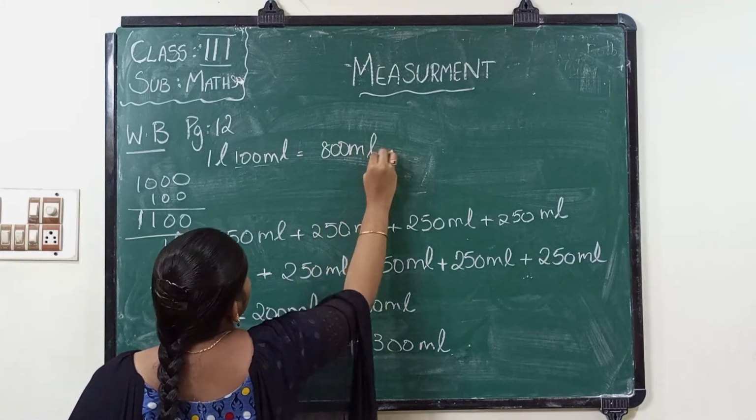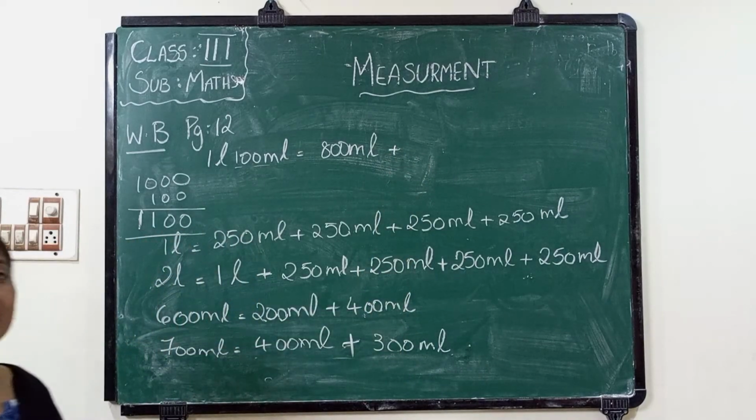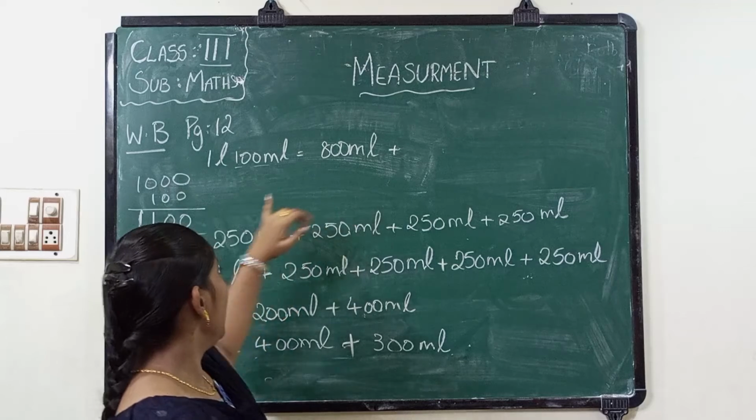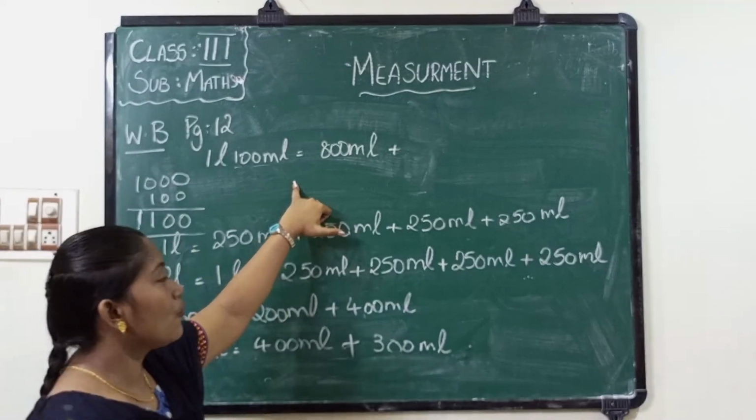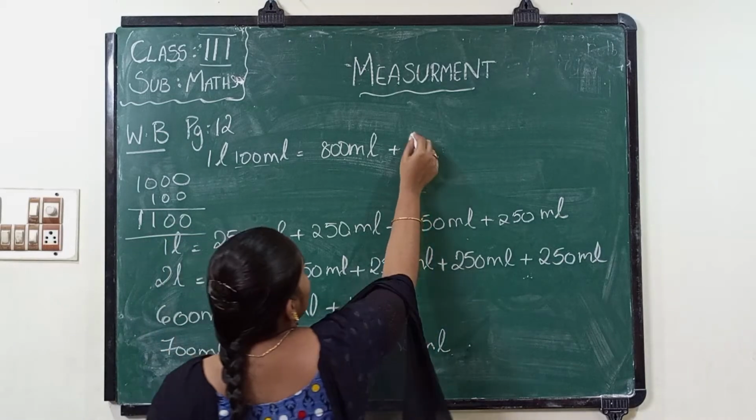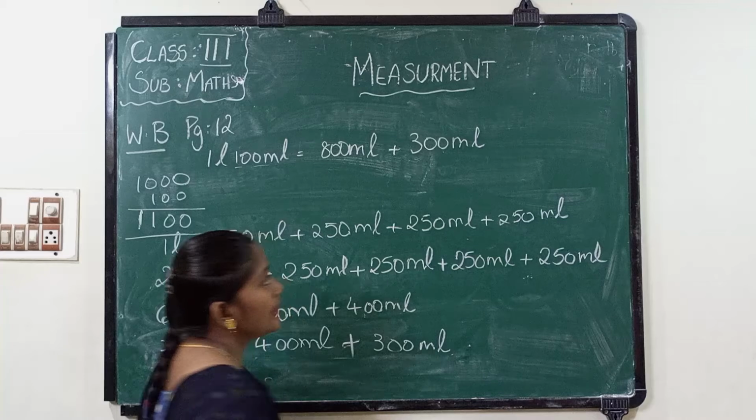If they give 800 ml here, how much do I have to add? 300 ml. If I add 300 ml to 800 ml, it becomes 1100 ml or 1 liter 100 ml. So here I am using 300 ml.